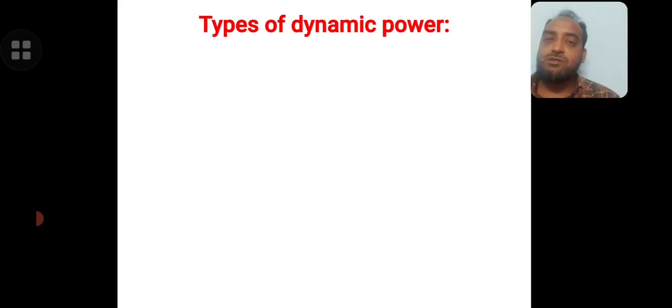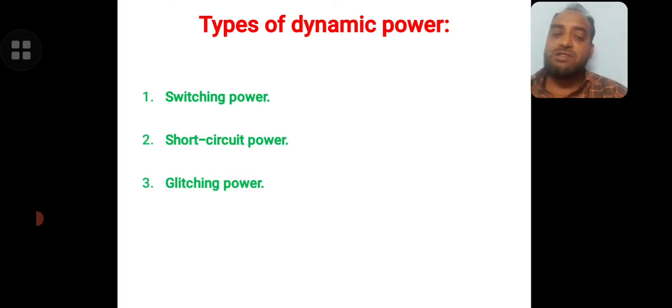Now, let us go much deeper into dynamic power dissipation. As we have seen in this tree diagram, there are three categories: switching power dissipation, short circuit power dissipation, and glitching power dissipation. The first one is switching power dissipation. Switching power is the power required to charge and discharge the output capacitance on a gate.